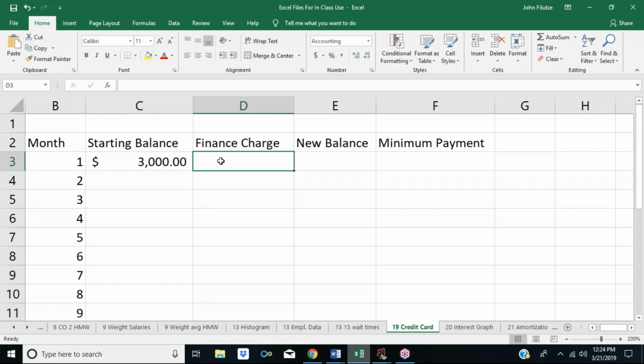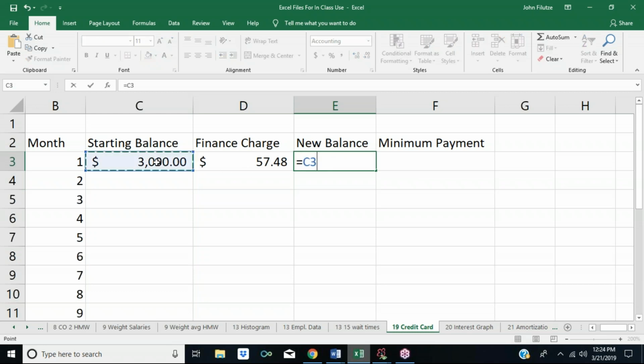The finance charge is a formula, and we're using that 22.99%. So the formula would be the balance before it times 0.2299 divided by 12. And there's the finance charge. Again, there's the formula. And then the new balance is the starting balance plus the finance charge. Make sure you put equal signs in there.